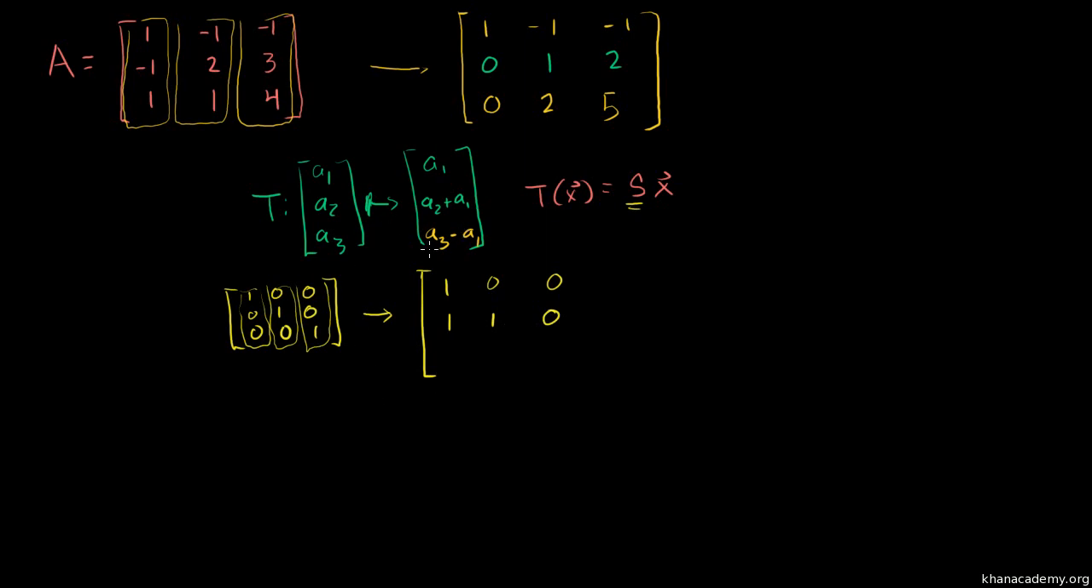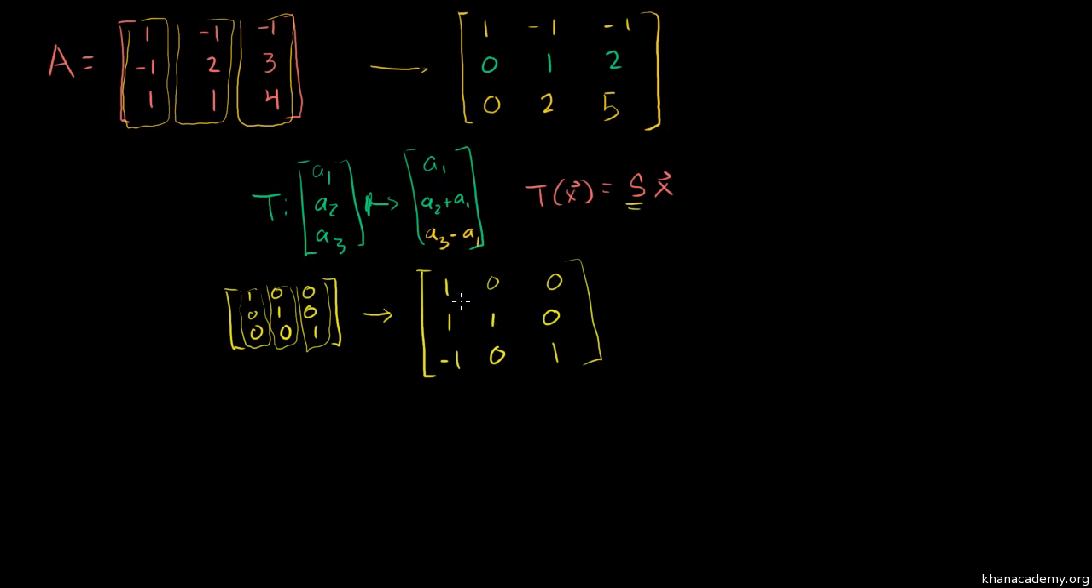And then the third entry gets replaced with the third entry minus the first entry. So 0 minus 1 is minus 1. 0 minus 0 is 0. And then 1 minus 0 is 1. Now notice, when I applied this transformation to the column vectors of our identity matrix, I essentially just performed those same row operations that I did up there. I performed those exact same row operations on this identity matrix.